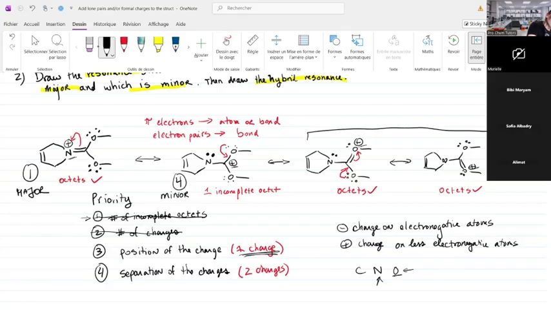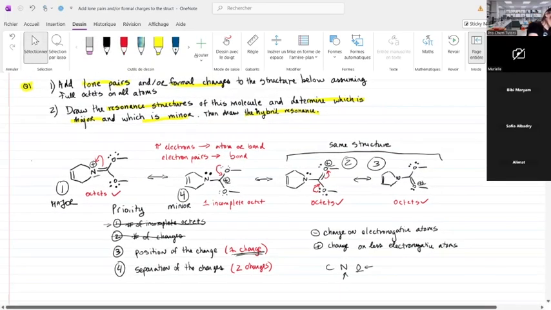And finally, these 3 are actually the same structure because it is symmetrical. So this one gets number 2 and 3 because the positive charge here is on the oxygen. All right, so this is how you answer this question.